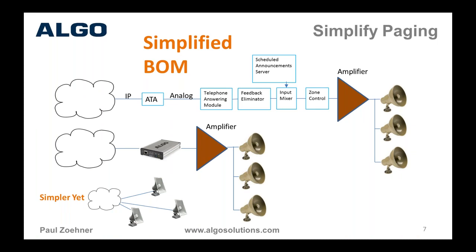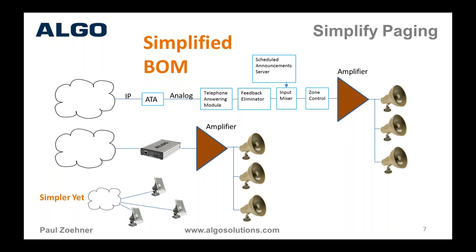This slide I like to show, this is actually based on a real case that came up with a customer a couple of weeks ago. What you see on the top, there's 3 clouds. If you follow that top cloud, there was a solution provided by a paging provider for this customer that included coming out of the network. In this case, it was hosted, so cloud-based. There was an ATA and a telephone answering module. There was a feedback eliminator, which was basically store and release to eliminate feedback, a scheduled announcement server, an input mixer to tie it all together. Then there was some kind of a zone control module, and then finally you got to the amplifier.